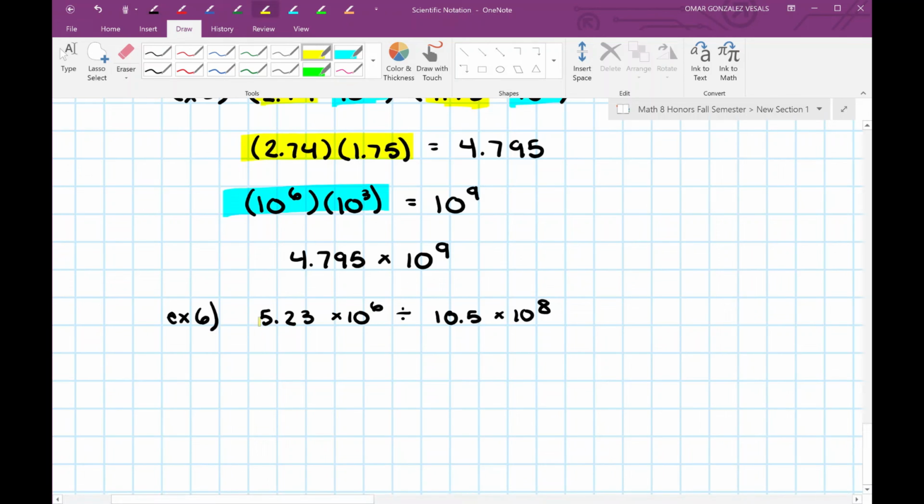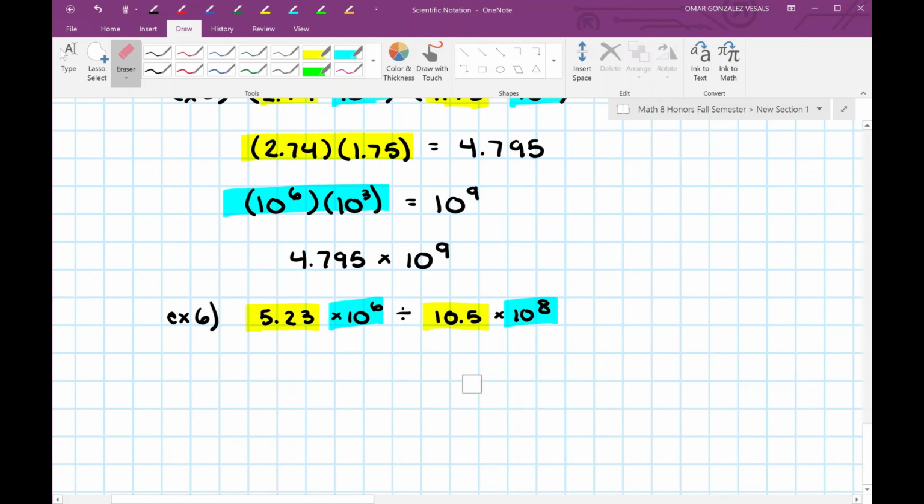Again, I like to highlight it so that I know which ones go with which. I'm dividing, so what am I going to do with my exponents? Subtract. I'm going to divide my yellow numbers, but the exponents I'm going to subtract. So right off the bat, I already know that it's going to be some number times 10 to the what? Negative 2. 6 minus 8, guys.